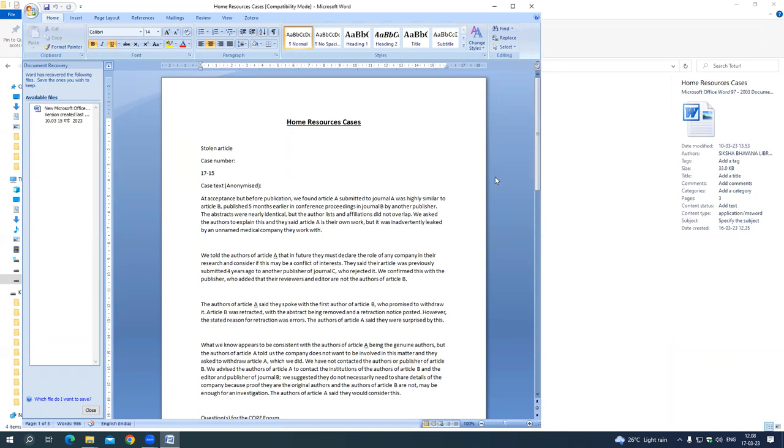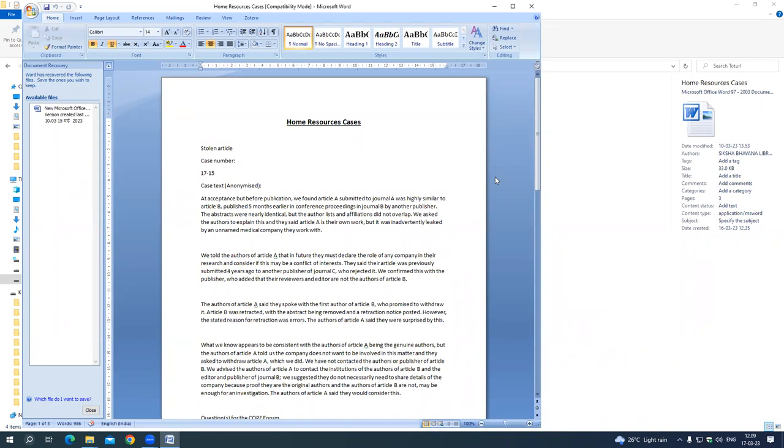We told the author of article A that in future they must declare the role of any company in their research and consider if this may be a conflict of interest. Here is the money lending case, conflict of interest. They said their article was previously submitted 4 years ago to another publisher, journal C, who rejected it. We confirmed this with the publisher, who added that their reviewer and editor were not the authors of article B. So generally these are happening.